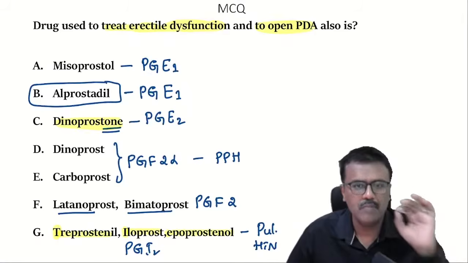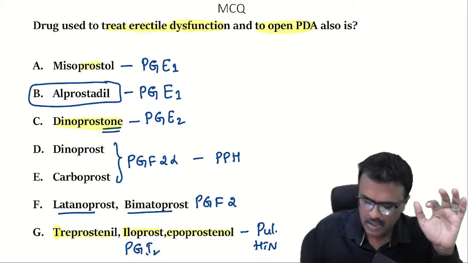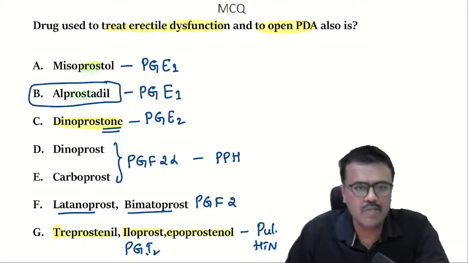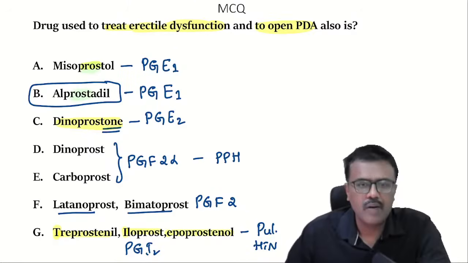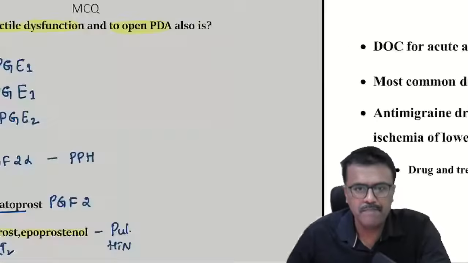So these are all prostaglandin preparations. How do you identify them in the exam? You see the names contain prost in the name, misoprost, alprost. You check any name, they have prost in their name. Okay, so that is about prostaglandin preparations.